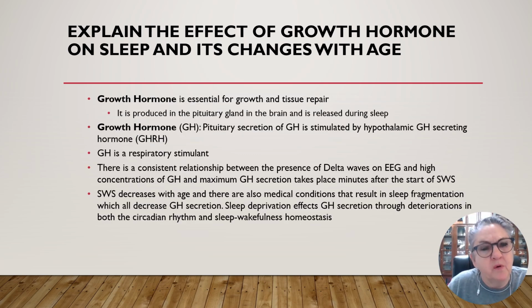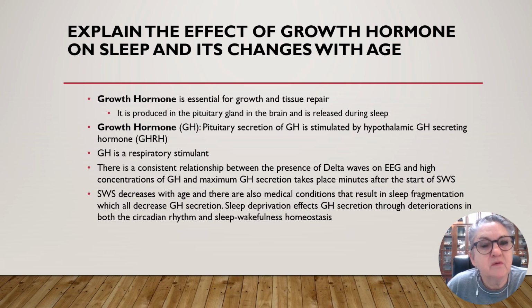Growth hormone is essential for growth and tissue repair. It is produced in the pituitary gland in the brain and is released during sleep. Pituitary secretion of growth hormone is stimulated by the hypothalamic growth hormone secreting hormone. Growth hormone is a respiratory stimulant.